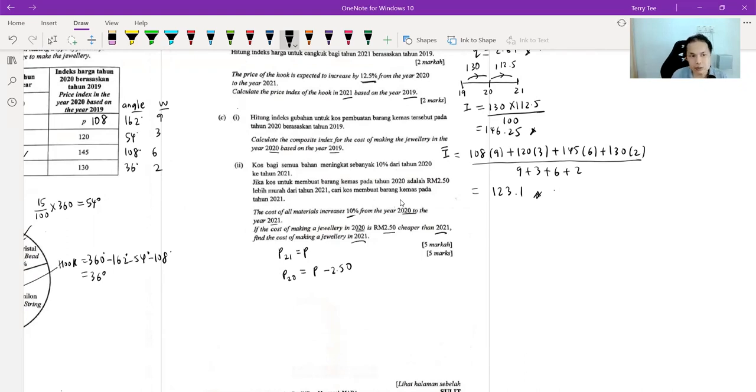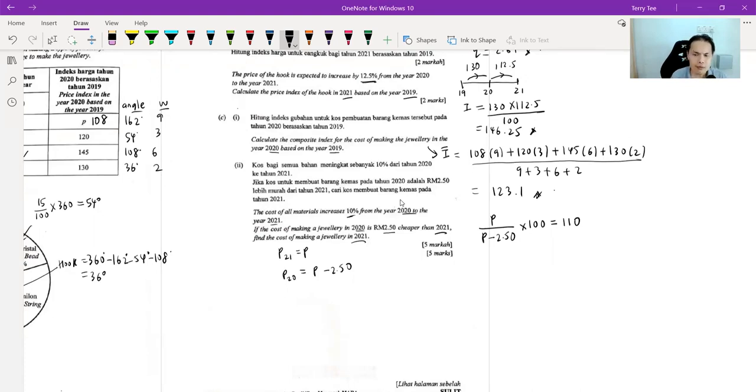Now, actually, this one has nothing to do with the earlier one because we are only concerned about the price index or the increment from 2020 to 2021. What we have here is from 2019 to 2020. So nothing to do with the earlier part. So I'm going to write like this: price in 2021, which is P, divided by price in 2020, which is P minus 250, multiplied by 100, equals 110, because it increased by 10%.